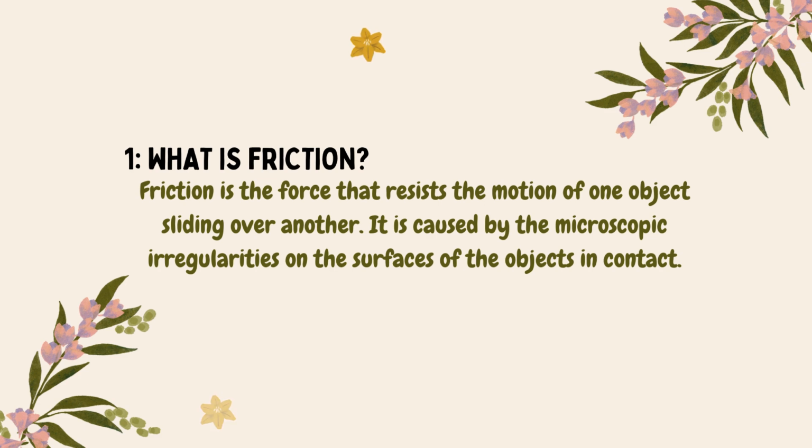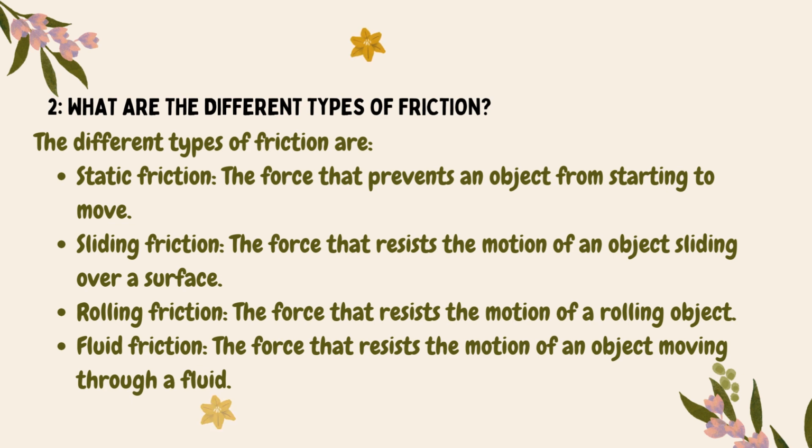Extra questions. 1. What is friction? Friction is the force that resists the motion of one object sliding over another. It is caused by the microscopic irregularities on the surfaces of the objects in contact.